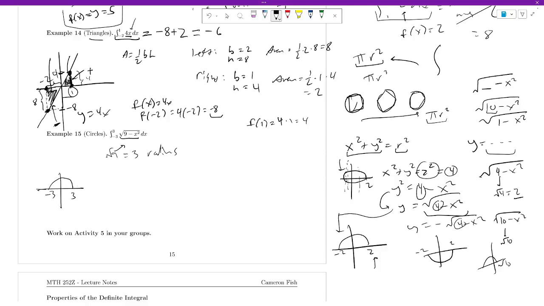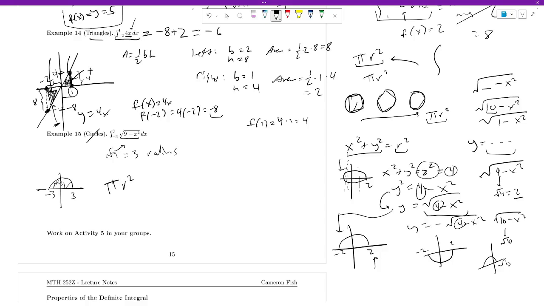So the only real hard part of a problem like this is that you're supposed to recognize that the square root of 9 minus x squared is a circle. And they probably won't say circle. Okay, so that's a circle. We're trying to get the area. We already know the area of a circle. It's pi r squared.